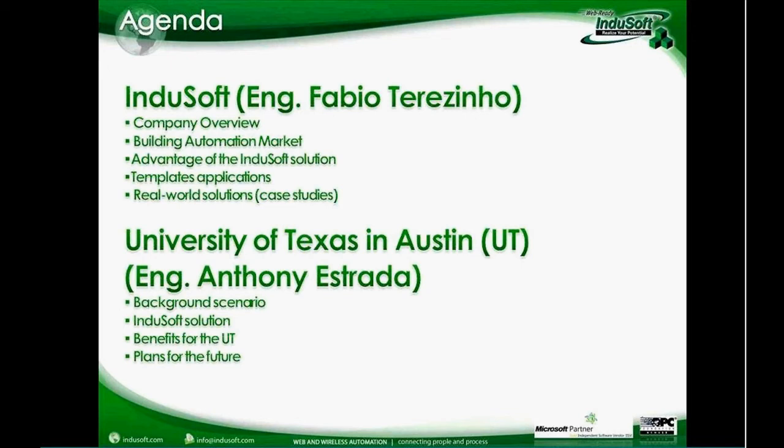And he's going to talk about the background, the situation before IndoSoft was used as a solution for building automation at the University of Texas. He's going to talk about the solution itself, what the application does. He's going to show the application, demonstrate the real application to you during the webinar. Then he's going to mention the benefits perceived by UT, achieved by UT after implementing the systems, and discuss a little bit the plans for the future, the enhancements they plan to implement in the system to increase the benefits even more for the future.